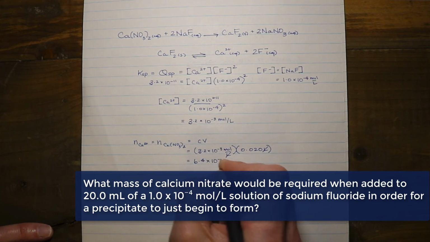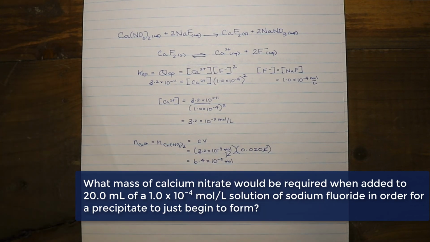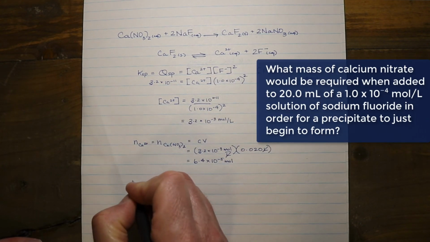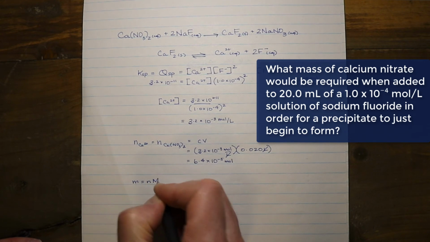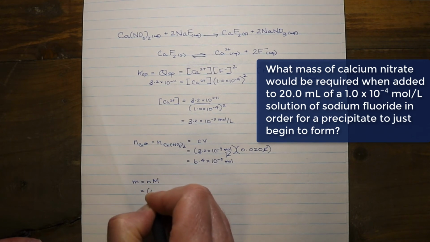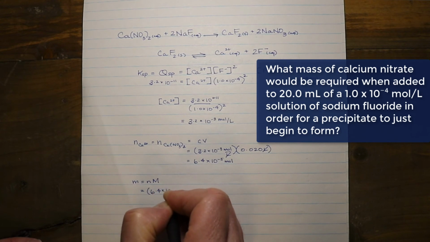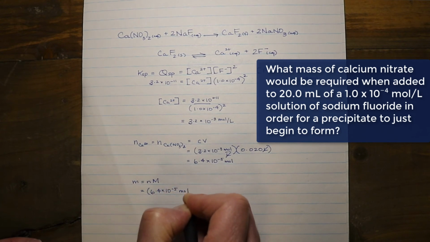So we're almost there now. All we need to do at this point is find the mass. And again, this is a relationship that's well known to us. The mass is equal to the number of moles times the molar mass. In this case, 6.4 times 10 to the negative 5 moles. We are going to be using the molar mass of the calcium nitrate, because that's the solid that we're adding.